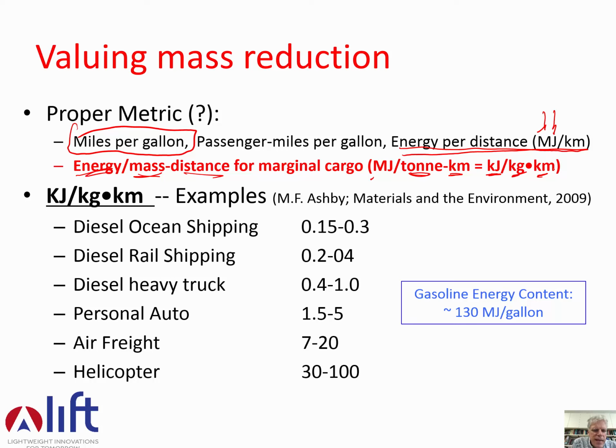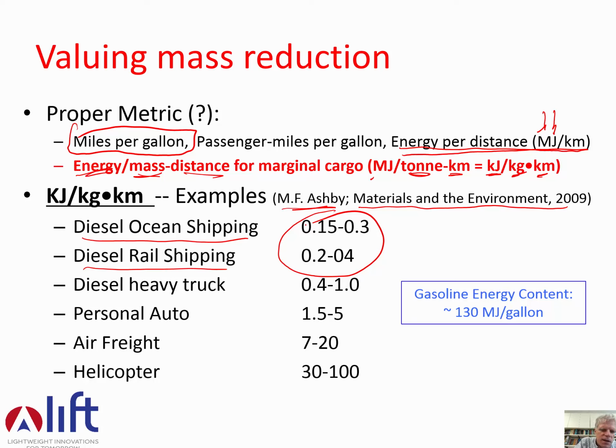You can find good data on this. If you look, Mike Ashby, a professor at Cambridge, has a really nice book, Materials in the Environment. And he has data that's shown in there for different modes of shipping. And it turns out if you have big diesel ocean liners or big diesel rail shippers, these accelerate your cargo once, takes very little energy to keep it going. And you can get figures for about how much energy it takes to send an extra mass an extra distance.